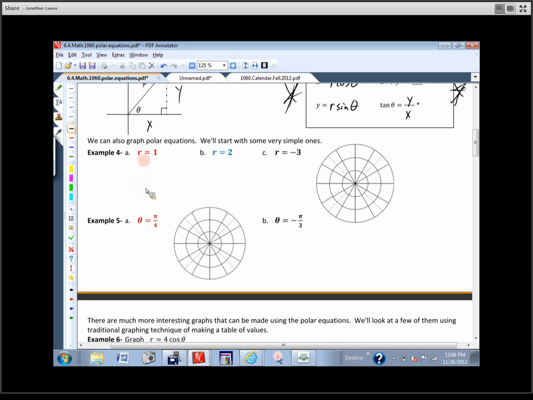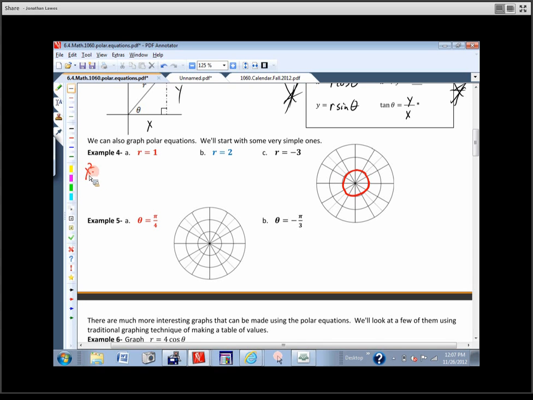So the first one that we're going to graph is r equals 1. All this says is that the radius equals 1. It doesn't give us any information about the angle. So that means we go 1 unit away from the pole and then turn to any angle you want. If you want to turn to pi fourths, turn to pi fourths. If you want to turn to pi halves, turn there. If you want to turn to 5 pi 6. So in other words, you can turn to any angle you want, and there's our shape. So what is this? It's a circle. That's a really simple equation for a circle.